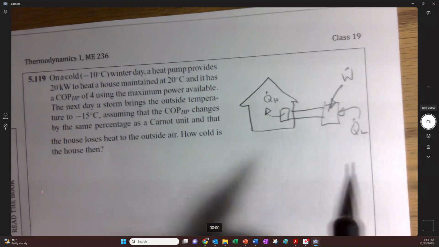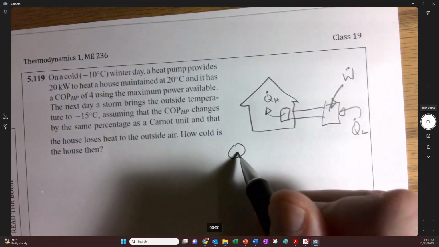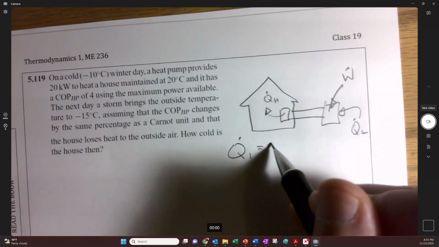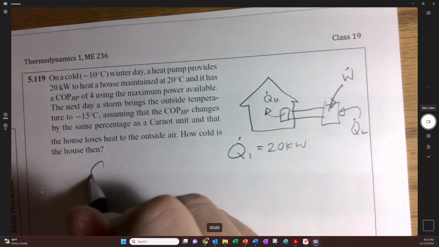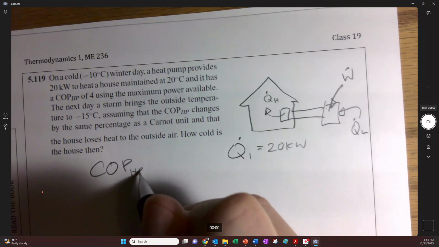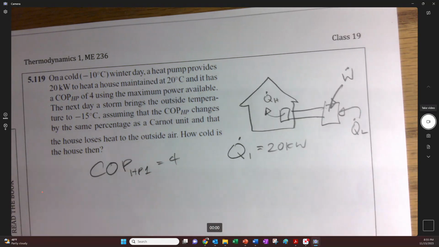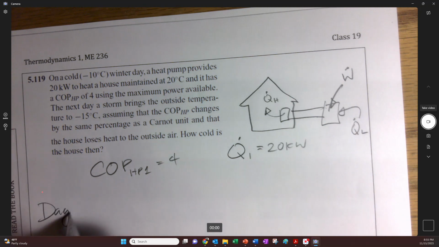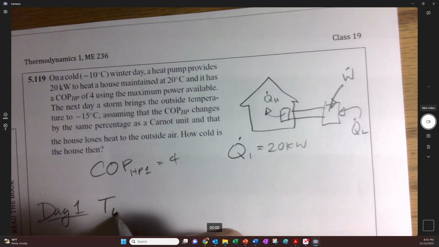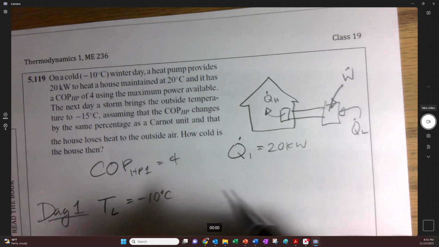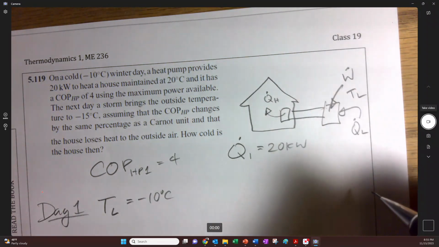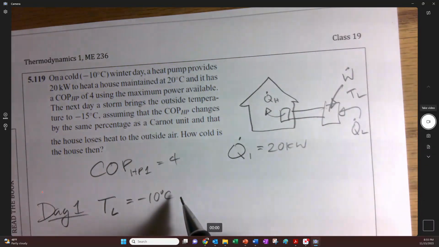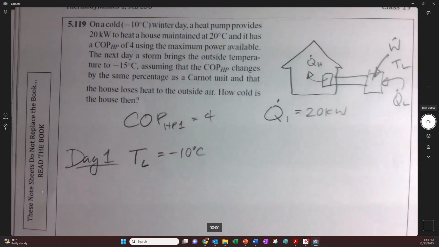So we know that Q1 is 20 kilowatts, and we know that the coefficient of performance of the heat pump 1 is 4. So on day 1, the temperature outside is negative 10 degrees Celsius. That's the T low right here. And there's a trick in this as well. I should point this out.